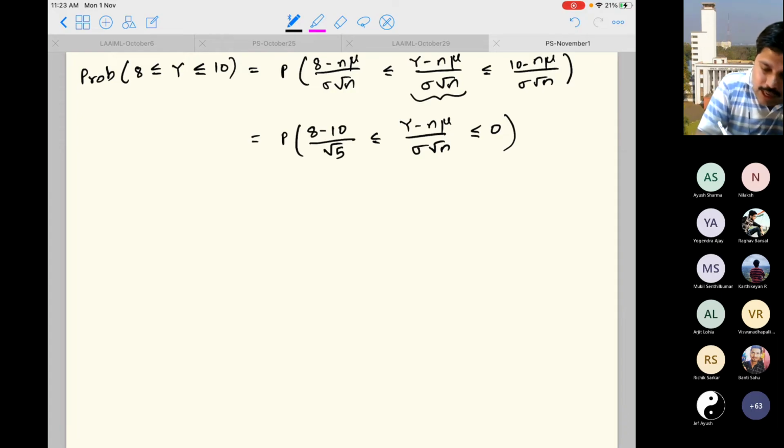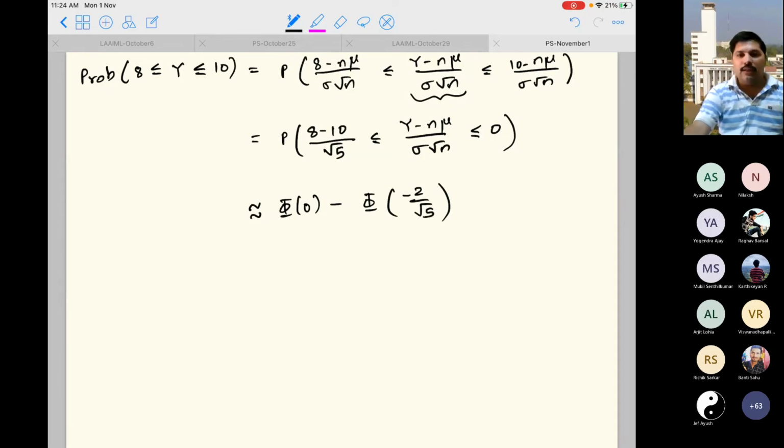And now here, I can write this is roughly equal to phi of 0 minus phi of minus 2 by root 5. Can I write this thing down? And why is this approximately equal to? It is coming from the central limit theorem. Is this step clear to all of you? This is something really important. This step is a key step here. This equality is fine up to the previous step because I have not changed anything. But this equality will turn into an approximate equality, and this approximation is phi of 0 minus phi of minus 2 by root 5. Is that okay?